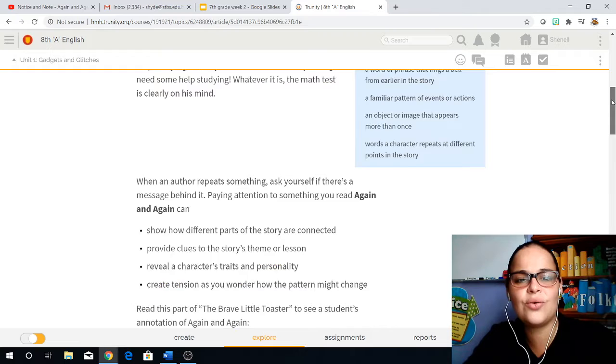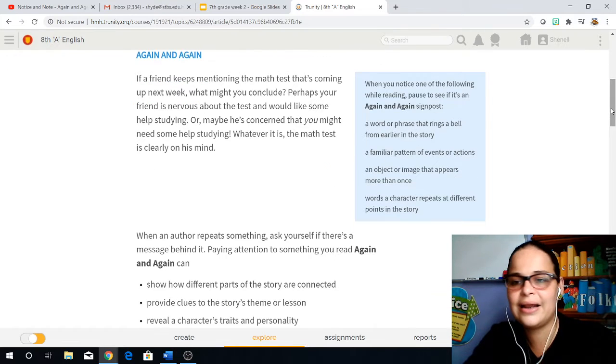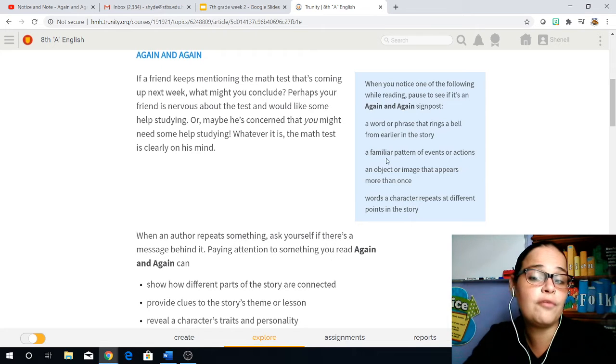So that is what you call an again and again signpost. When you notice one of the following while reading, pause to see if it's an again and again signpost: a word or phrase that rings a bell from earlier in the story, a familiar pattern of events or actions, an object or image that appears more than once, or words a character repeats at different points in the story.